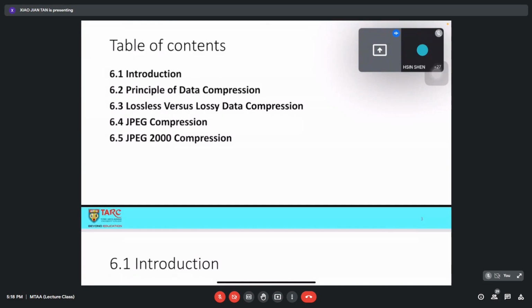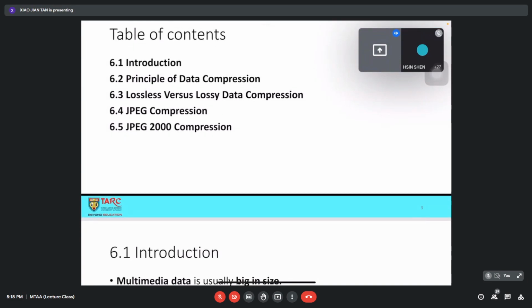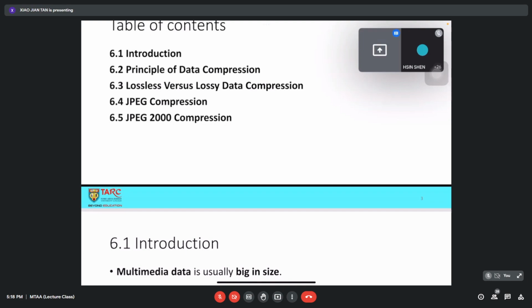Back to data compression, we have lossy and lossless. Lossy means you cannot convert back. Lossless, you can convert back. The difference between lossy and lossless is that usually the lossy compression factor will be higher, and lossless will be smaller. Nonetheless, lossless you can convert back to the original one, but lossy cannot.